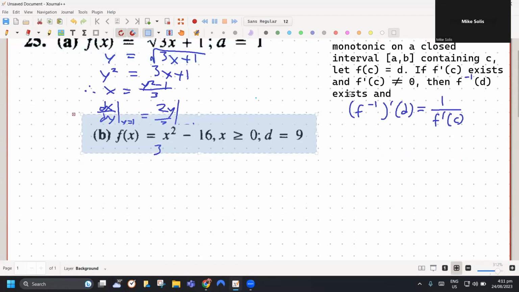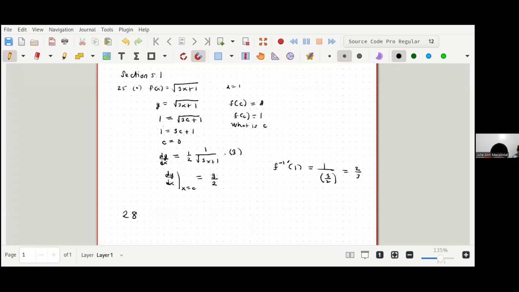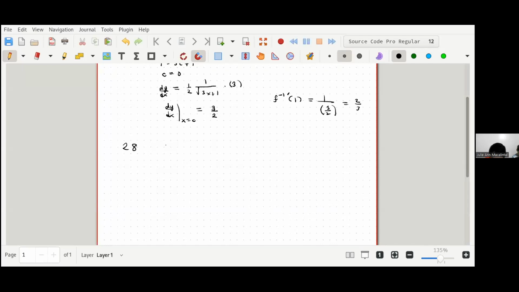Wait, let me share my screen again. So f of x equals, for 28, sine of x, where x is between -π/2 and π/2. And d equals 1/2.